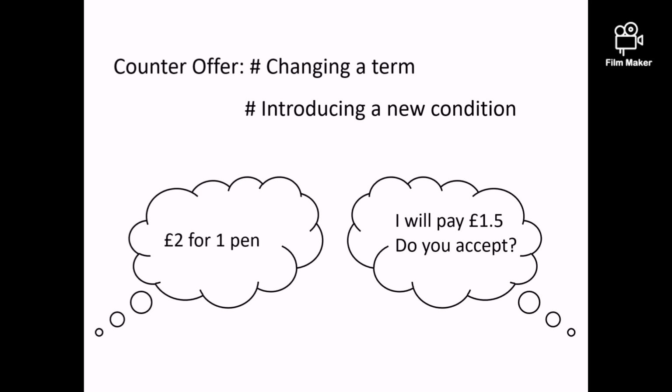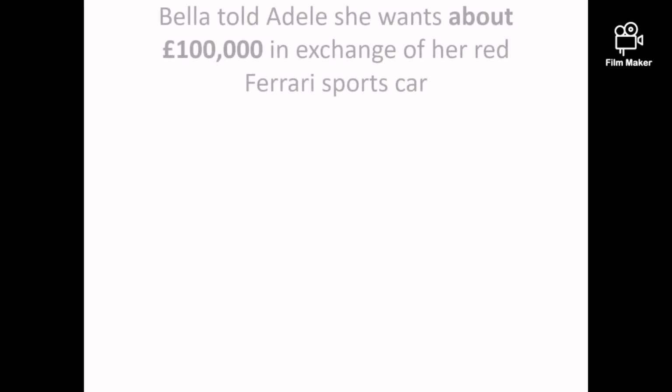Now, let's solve a few questions and see if we have understood the things learned so far. This fact is about Bella and Adele. Bella told Adele that she wants about £100,000 in exchange of her red Ferrari sports car. The question is if this is an offer or an ITT.